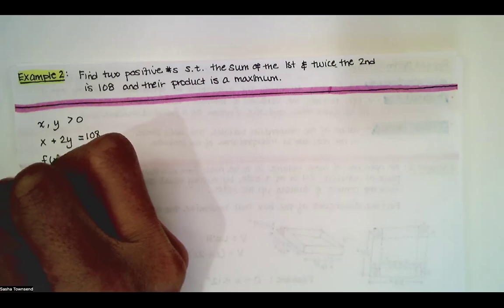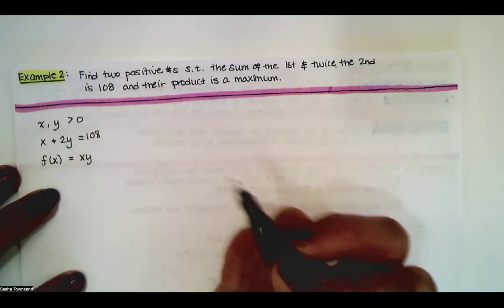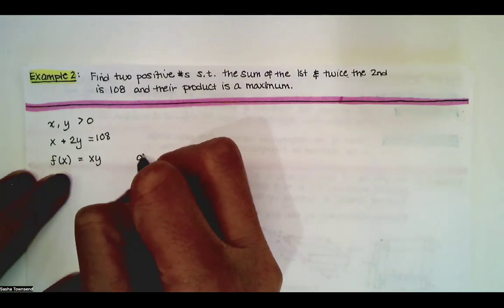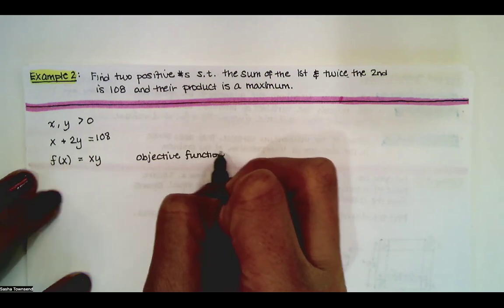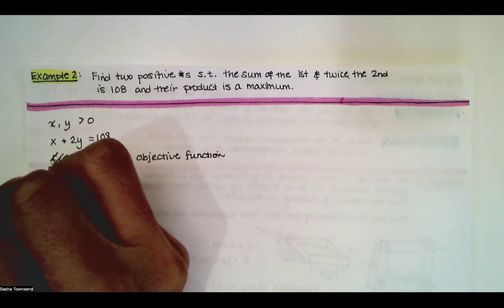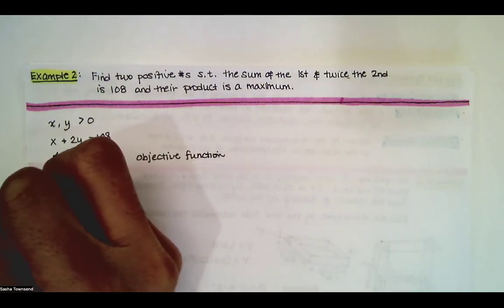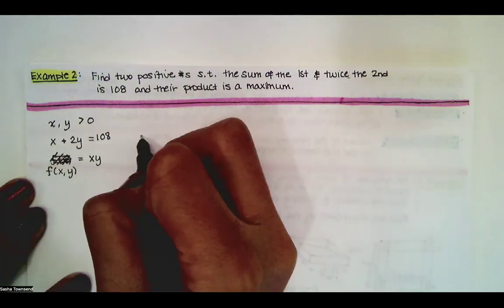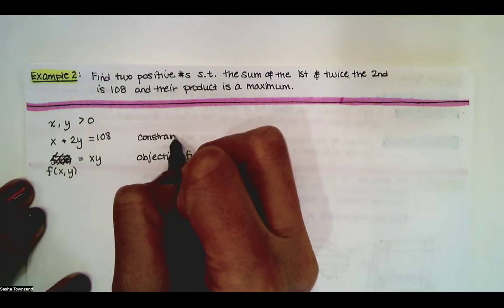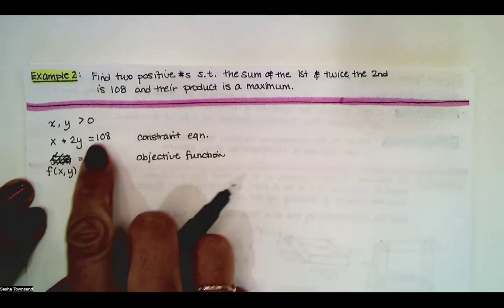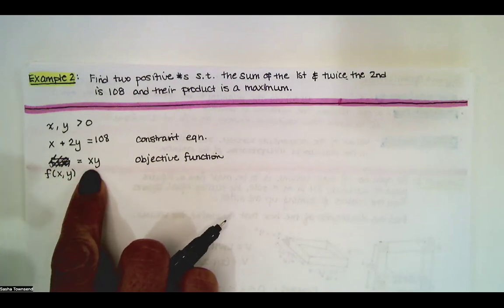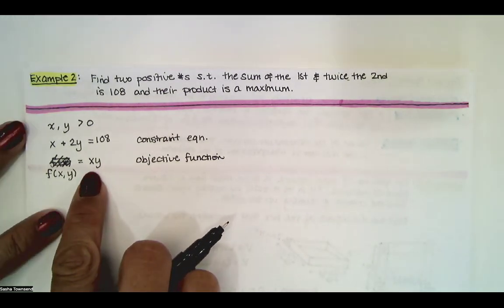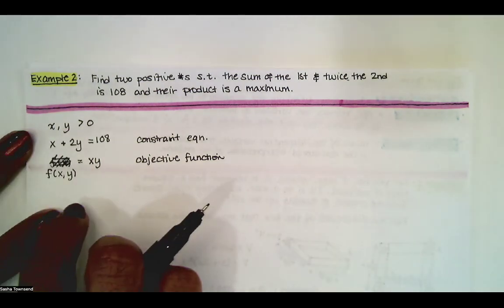So f of x, that's the function that we're optimizing, is the product of those two numbers, x and y. So this is our objective function. It's the function that we want to optimize. Oops, and actually right now, f is a function of two variables, x and y, isn't it? And then this is a constraint equation because it tells us how x and y have to be related to each other. And that will allow us to find f as a function of one variable only, so that we'll be able to use the methods of this chapter to find any optimum values. And then we're also requiring that x and y be greater than 0.